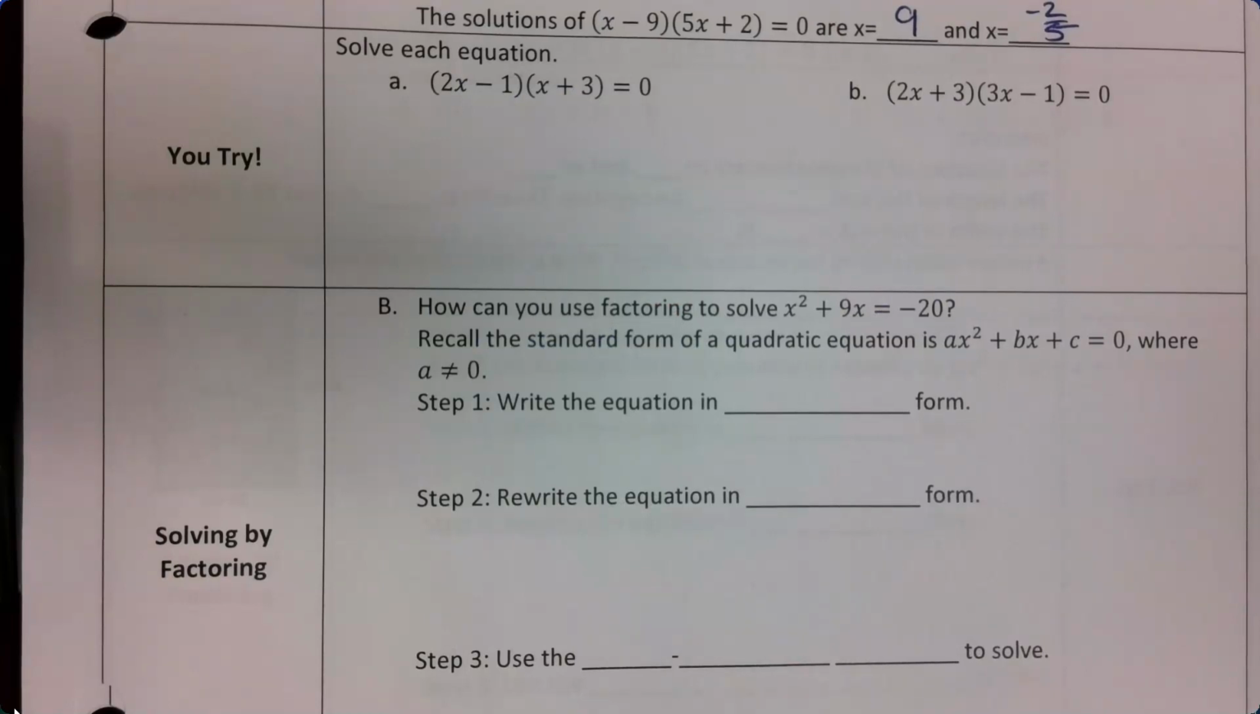So sometimes I'm not given it in factored form. I am going to have to put it into factored form myself. So part B is asking how I can use factoring to solve x squared plus 9x equals negative 20.